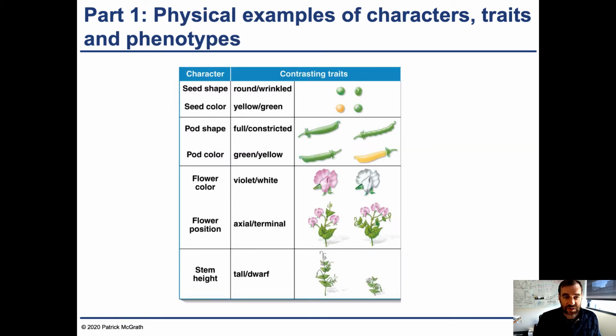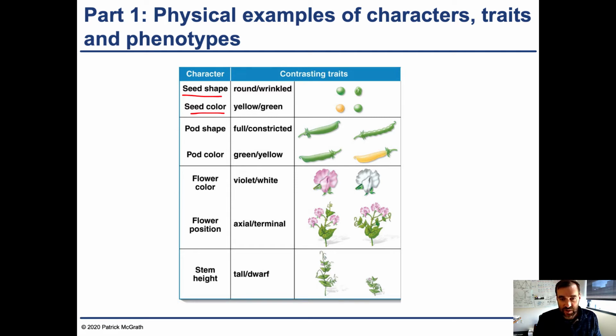So these are just some of the visual depictions of this. These are the 7 different characters that Mendel studied with his peas. So there is the seed shape, and there were 2 different forms of the seed shape. So the traits were either round or wrinkled. There is the color, so he found that the seeds could have either yellow color or green color. So again, the trait would be yellow and green. The character is just the seed color.